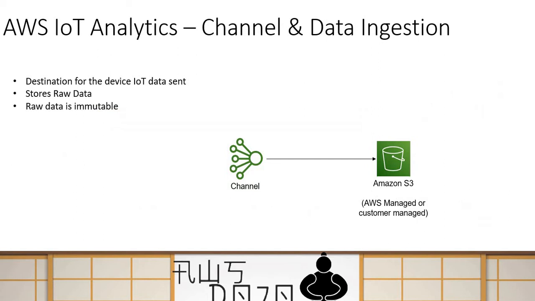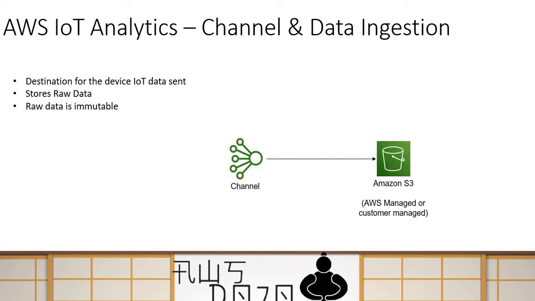So starting with the channel. Channel is where data is published. Channel stores your raw data, and this raw data is immutable. It is not changed. So anytime you want to work with raw data, you simply come to the channel and you can get the raw data. This raw data is stored in the S3 bucket, and this S3 bucket could be an AWS managed bucket, or it could be a bucket which is provided by the customer.